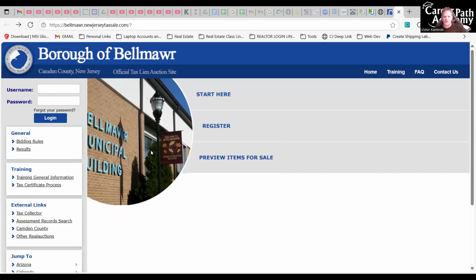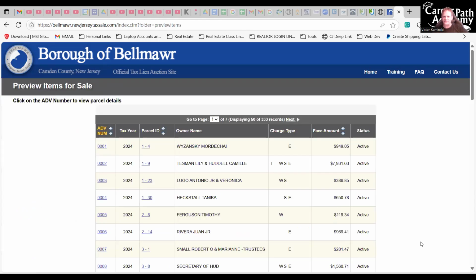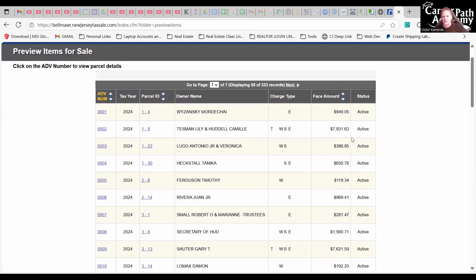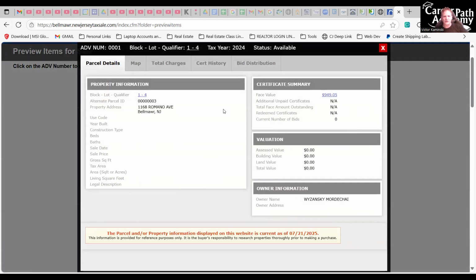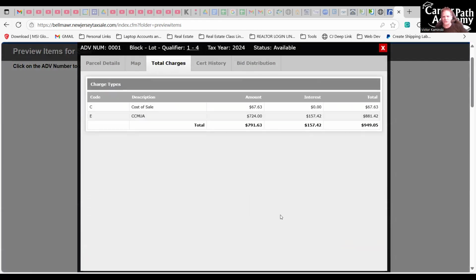Then you register for the auction page, and then you can preview some items that they have. Let's look at some of their items. So you can see the different charge types. I'm not sure what E would be. So what we could do is click on this auction number here and look at their total charges. And we could see that E, I don't know what that is, CCMUA, whatever that is. But that's the majority of the charges. I have no idea what CCMUA is.